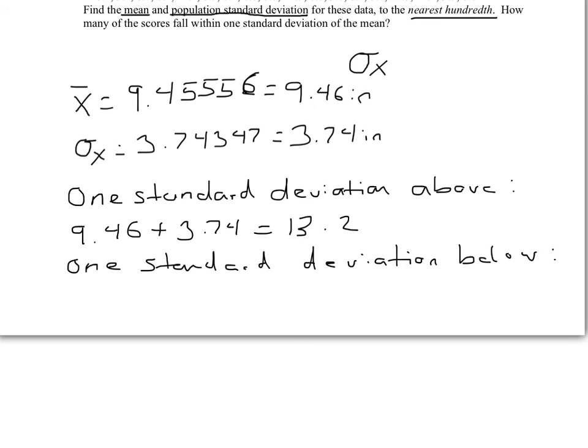I would just subtract my standard deviation from my mean. So I'd get 9.46 minus 3.74. That would be equal to 5.72. So here, the question was how many of the scores fall within one standard deviation of the mean. What I need to ask myself is how many of the snowstorms of note fall between my range of 5.72 to 13.2.